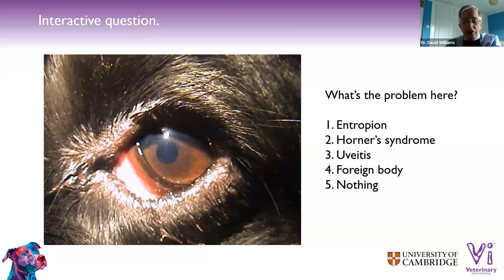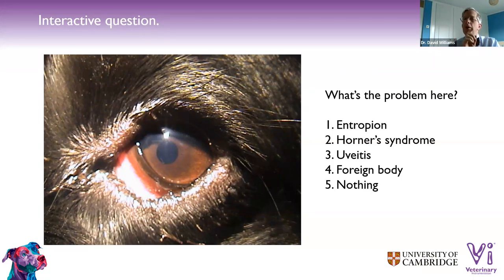But actually I put Horner's syndrome in there, because what are the signs of Horner's syndrome? A small pupil, an elevated third eyelid, and a smaller palpebral aperture. So actually this has got the signs of Horner's syndrome. I think that's interesting to say: something that's irritating the eye can look like Horner's syndrome. You can see the third eyelid's up because the eye is irritated, so the eye is pulling itself back, and that's why the third eyelid's up. And maybe the pupil's small because we've got a bloody great light shining in its eye.